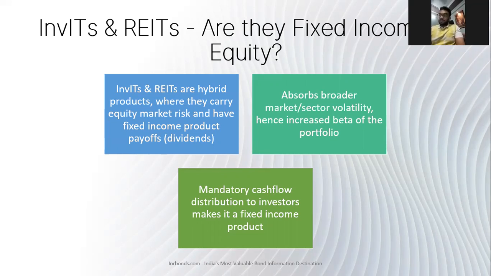So the investor needs to understand that in a favorable market condition, there could be a capital appreciation in terms of the spot prices of the InvIT or the REIT. In a downtrend, it can work the other way around. They could see a capital loss. So you have to be cautious about the equity volatility as well.